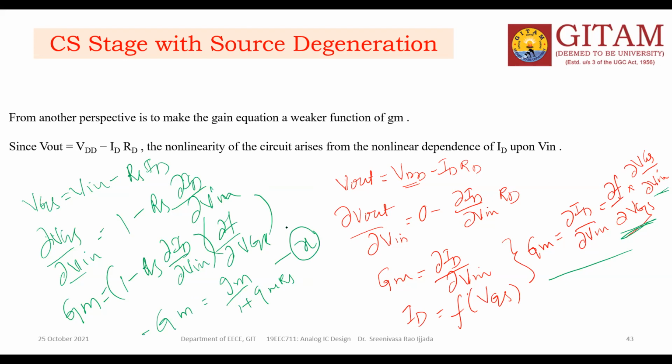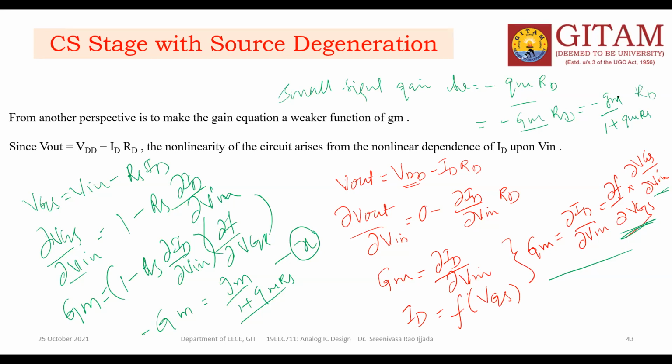Therefore, what is the small signal gain formula? The general formula: gain AV is equal to minus GM into RD. What is the GM now here? In place of minus capital GM, you can write minus small gm by 1 plus gm into RS, multiplied with RD. This is the small signal voltage gain of the device.